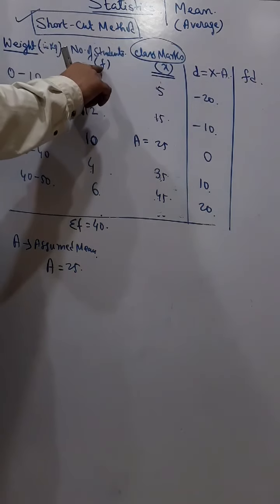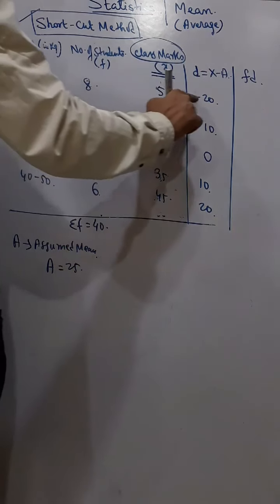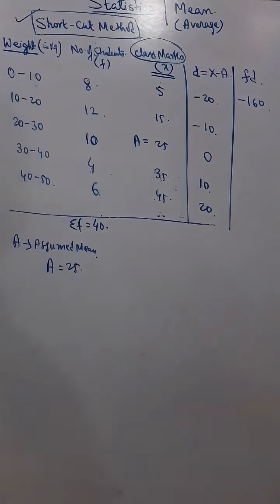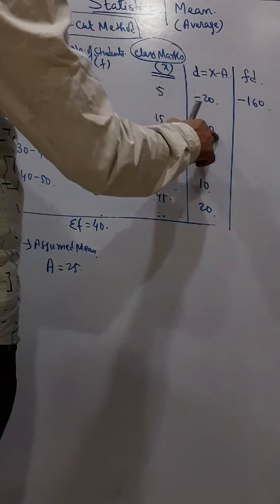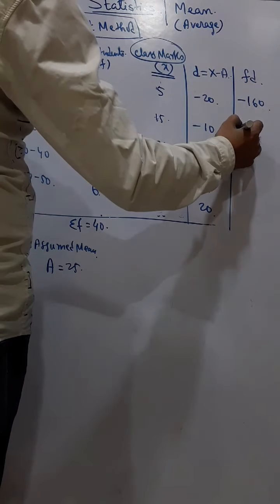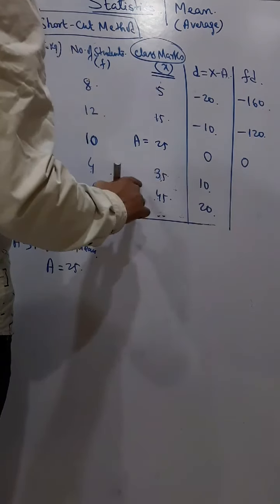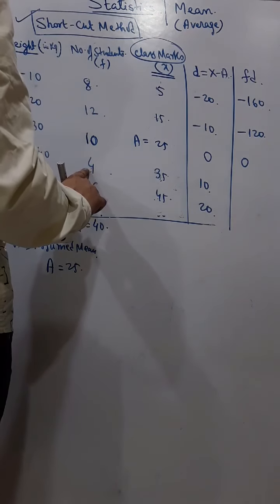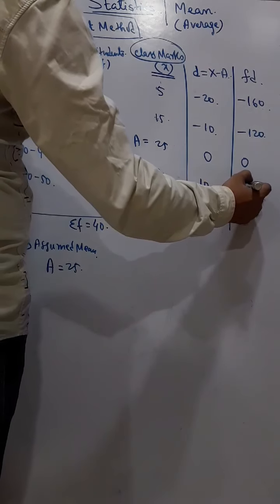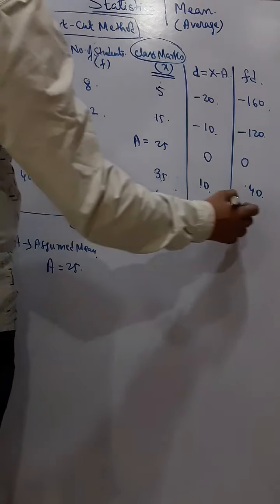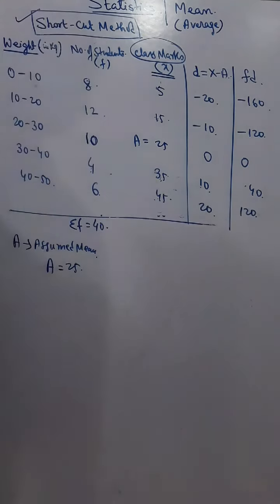Understand? And then we will find f into d. So we get 8 into minus 20 as minus 160, and then 12 into minus 10 will get minus 120, and then this one will be 0, and then we get 4 into 10, that is 40, and 6 into 20, and that we get as 120. So this is the value of fd.